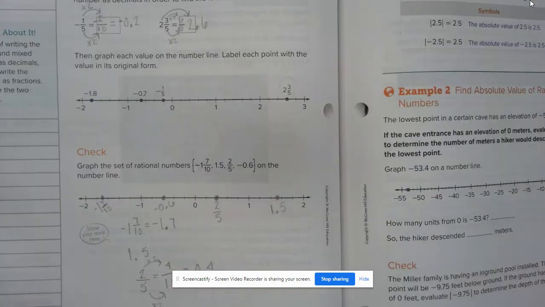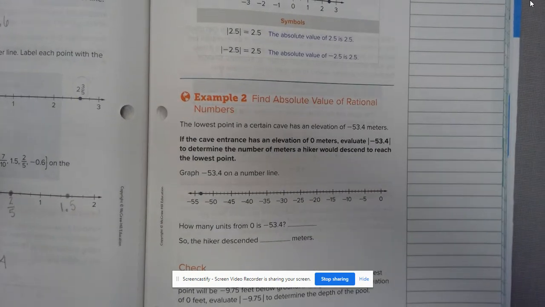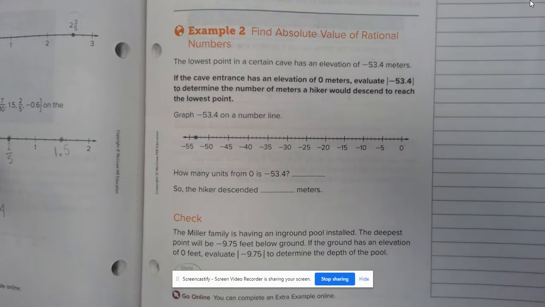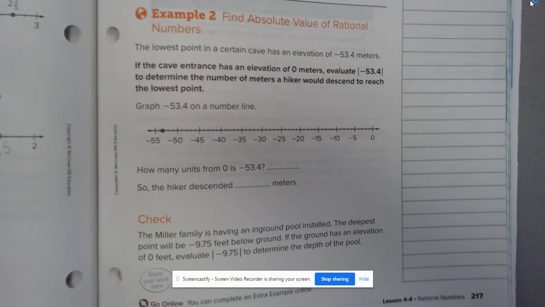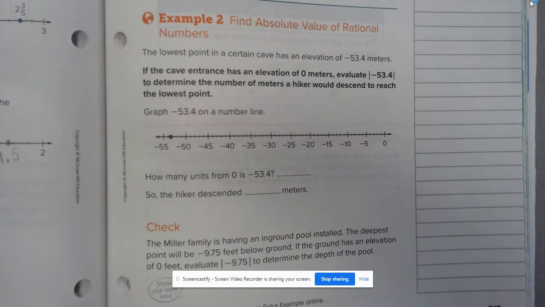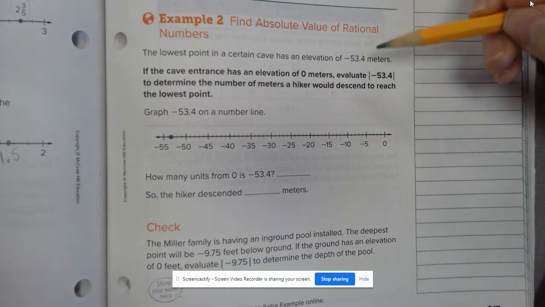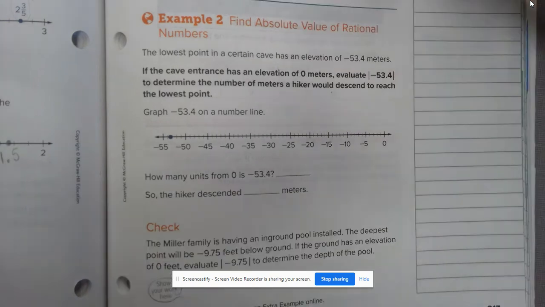I am over here on example 2. Find the absolute value of rational numbers. So in our previous section, we learned the absolute value is the distance a number is away from 0 on the number line. So it says graph -53 4/10 on the number line. Let me go ahead and read this for you. Sorry, I'm getting ahead of myself.